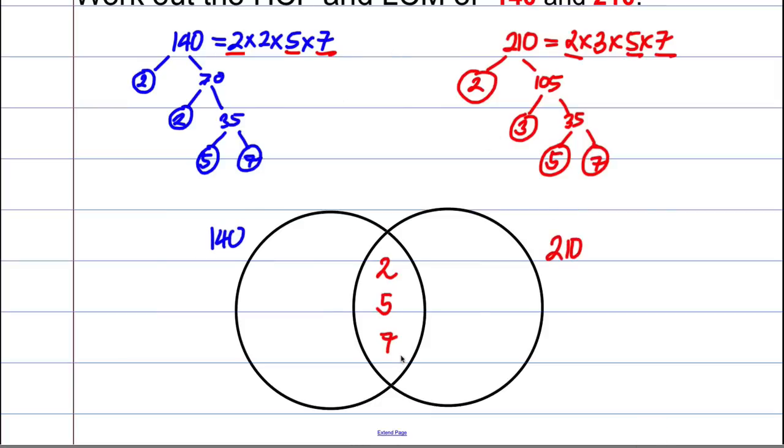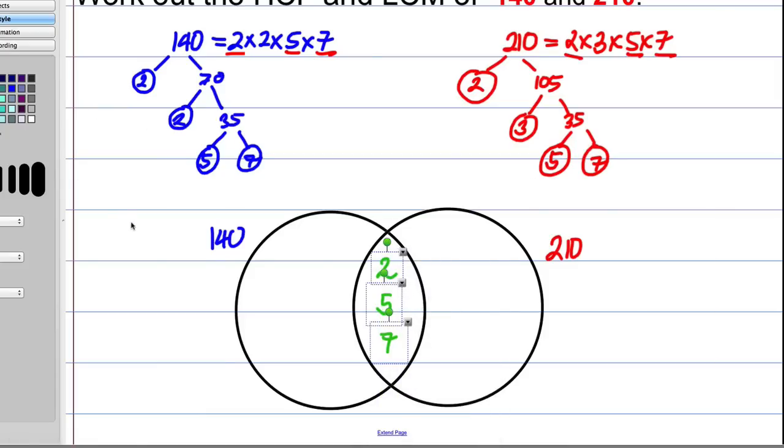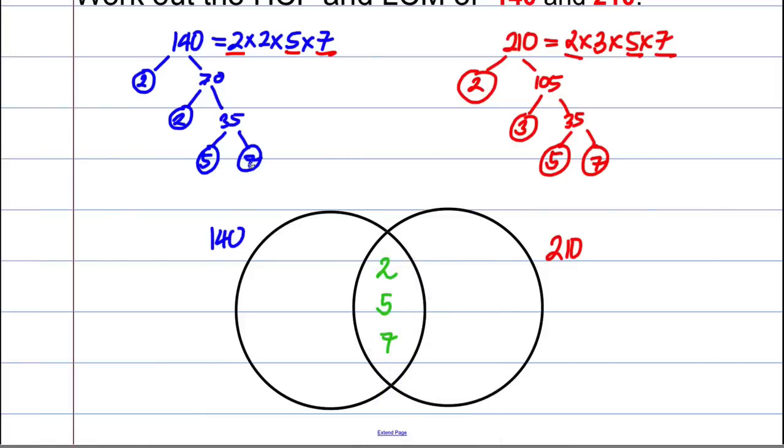Maybe I should colour these all a slightly different colour just to make it clear that these are the common ones. And now what's left for the 140? Well, we had a 2 that we didn't use, so we must put the 2 in here. And over in the other one, we had a 3 that we didn't use, so that must go in this one here as follows.